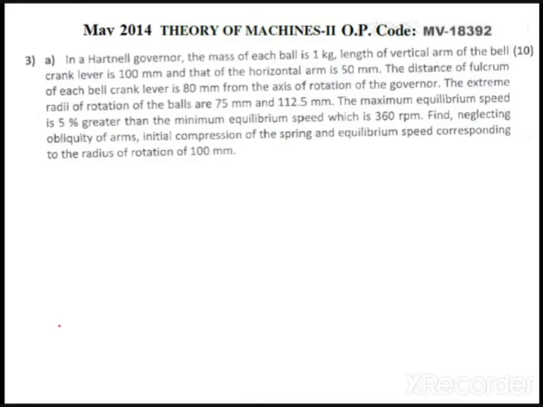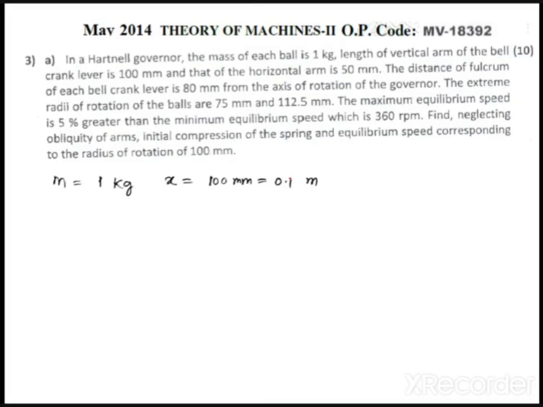But we will at least start here. So in a Hartnell governor, the mass of each ball is 1 kg. So M is given, concentrate. The length of the vertical arm of a bell crank lever is 100 mm. Vertical arm means X. Let's say vertical arm means X, horizontal arm means Y. Don't change the notation, guys. Very, very important. Don't change the notation that I have taught, otherwise you will get confused.